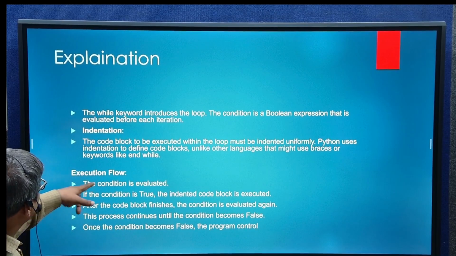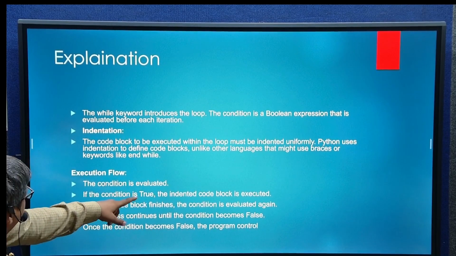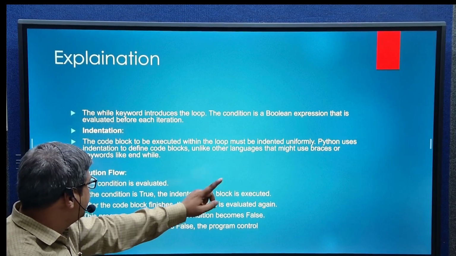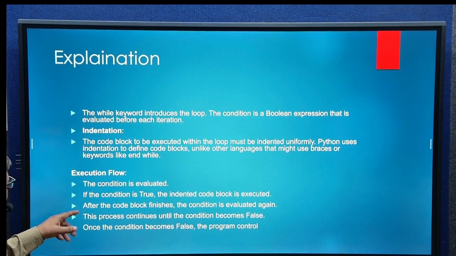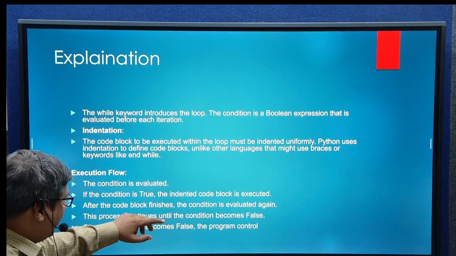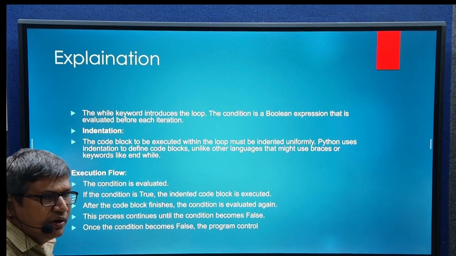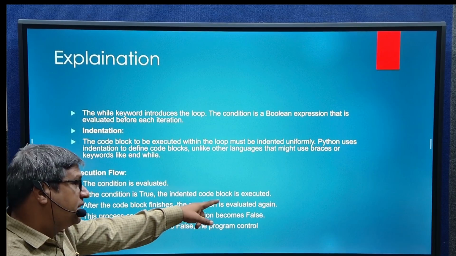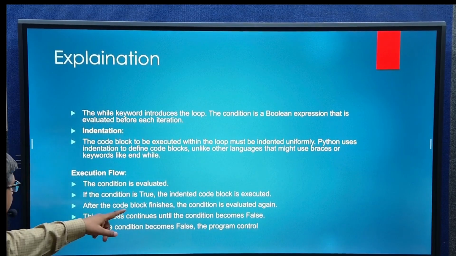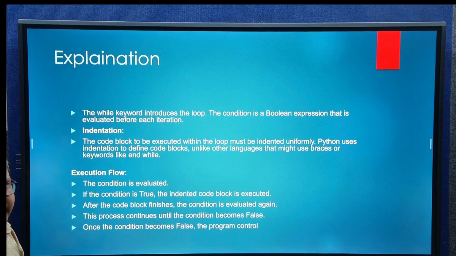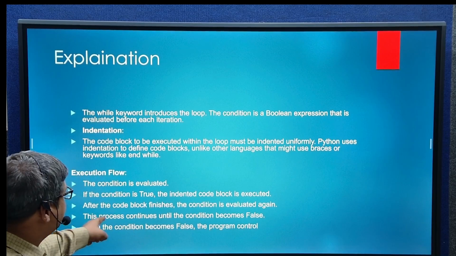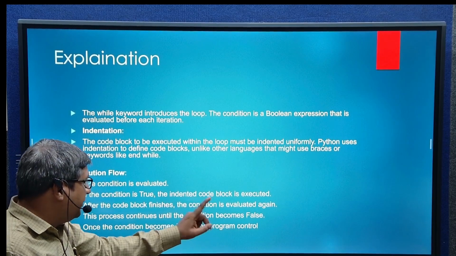After that, the execution flow. First the condition is evaluated. If the condition is true, the indented code block is executed. After the code block finishes, the condition is evaluated again. So how is the code executing in a while loop? First the condition is true, the code is executed, and after the code finishes, the condition is evaluated again. If the condition is true, then again it will be executed. So this process continues until the condition becomes false.